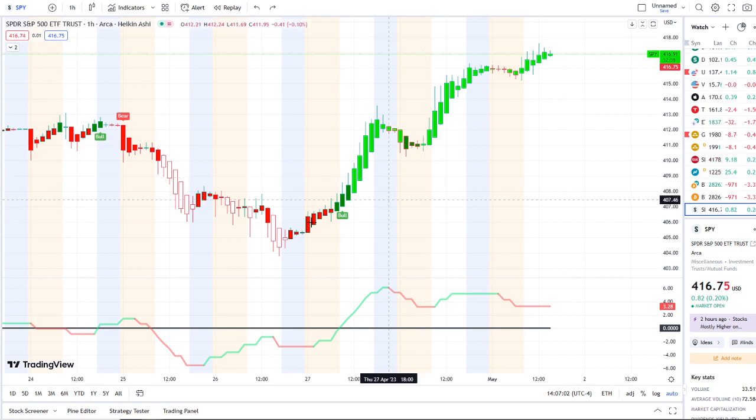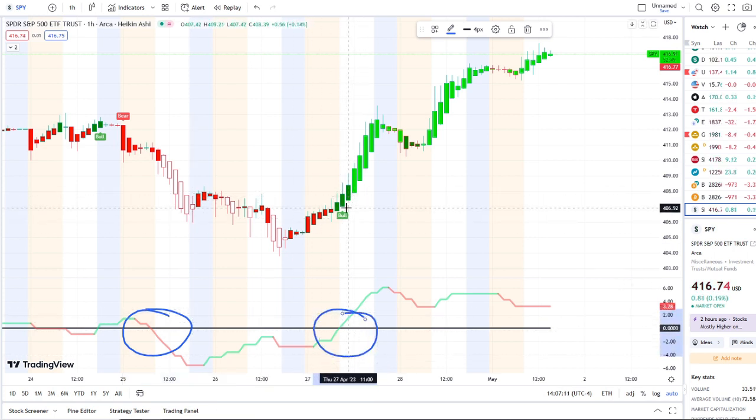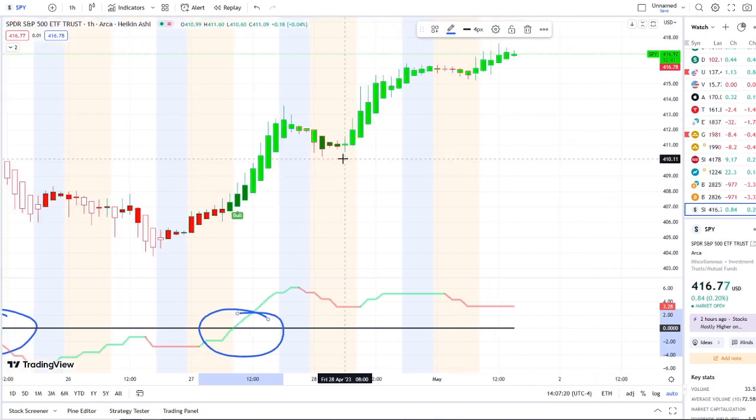You can see what happens here when these crossovers happen. It dropped down from 410 all the way down to 406, and then when the crossover happened back up, we went from 406 all the way up to 412 last week, right? Tuesday and Thursday were significant moving days, and Friday continued.